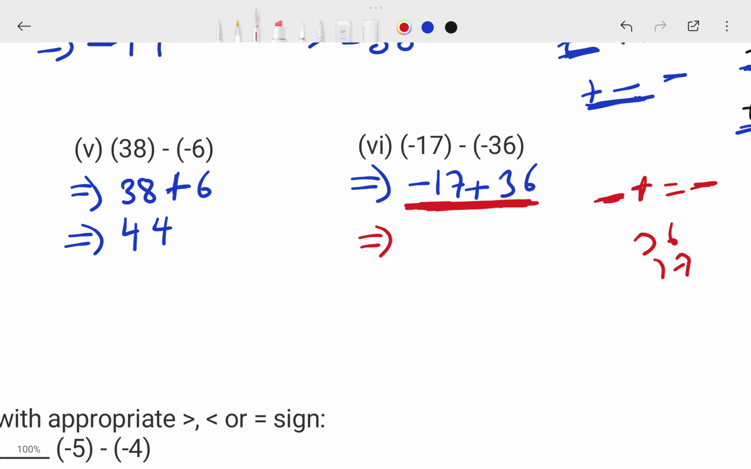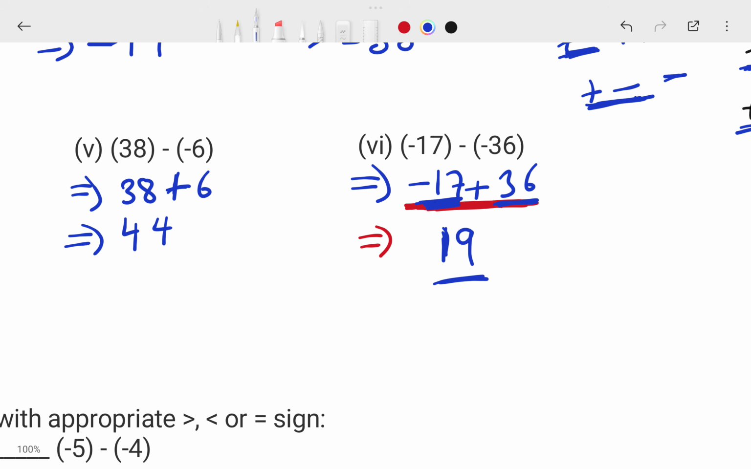So the answer is what? The answer is 19 only. So this 19, is it negative or positive? Let's see. Here it is 17, here it is 36. Which is greater? 17 or 36, which is greater? 36 is greater. So which symbol does 36 have? 36 has a positive symbol. So here we have to put a positive symbol. If you don't put a positive symbol also, it means that it is positive only. You can write plus 19, otherwise just write 19. It means that it is positive only. But whenever it is negative, we have to represent that it is a negative number.